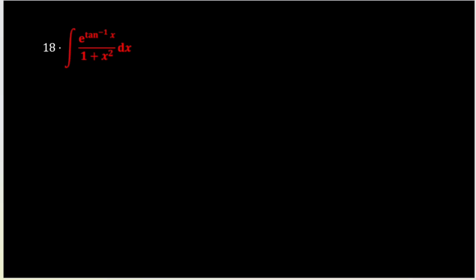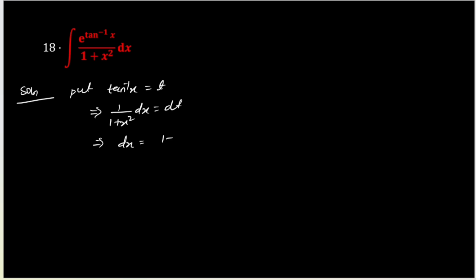Okay. Next is the given integral. Here we put tan inverse x is equal to t, because the derivative of tan inverse x gives 1 by 1 plus x square. So put tan inverse x is equal to t, and the derivative is equal to 1 by 1 plus x square dx is equal to dt, and therefore dx is equal to 1 plus x square dt.